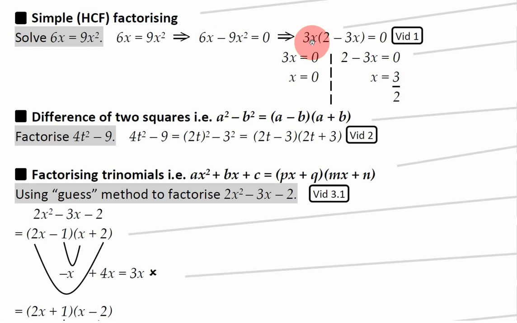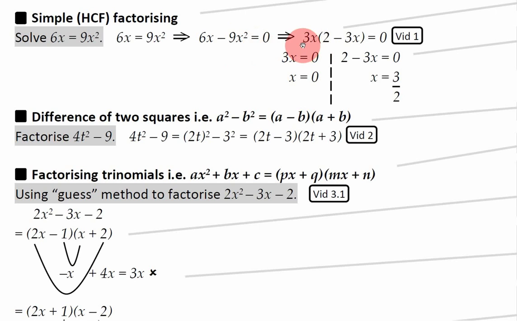But that's not the end of factorising. Factorising is basically the opposite of multiplying brackets out. So when I factorise this, it should turn into 3x times something in a bracket, which basically should multiply back to make this. So when I factorise this, it gives me an answer, and that answer, if it's correct, should multiply back to give me my original thing that I'm factorising.